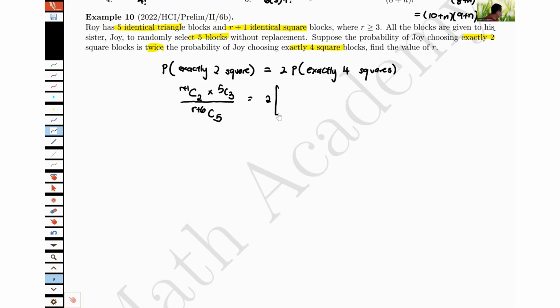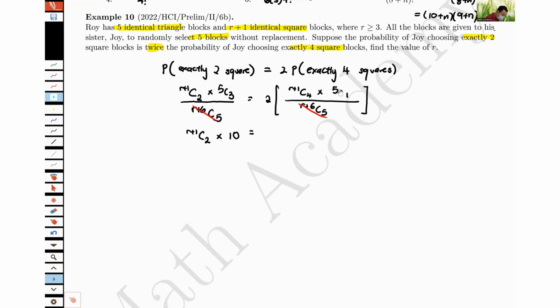Right-hand side, similar. Exactly 4 squares, so r plus 1 choose 4, and 5 triangles choose 1. There are similar terms appearing on the left and right. We can cancel them, so these two cancel out. Those with the unknown r, you continue to write out first. But if there is no unknown, such as 5 choose 3, you could immediately press your calculator to get the value. This is 10.